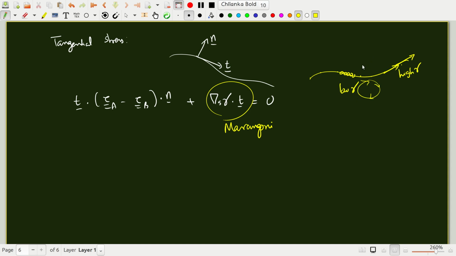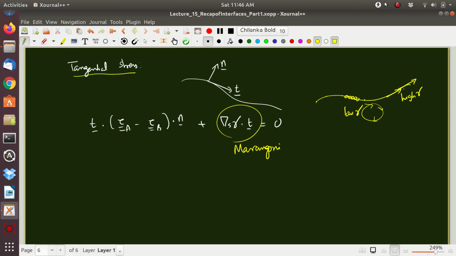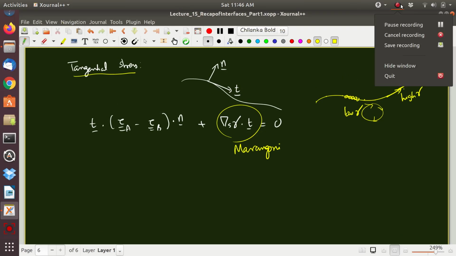Okay, and this is not just due to surface active agents. You may also have temperature effects. Even variation of temperature across the interface can cause variation in surface tension. Okay, so these are the key boundary conditions that we will use in the following discussions on various classical hydrodynamic instabilities. I'll stop here and then we'll continue from here on in the next module.